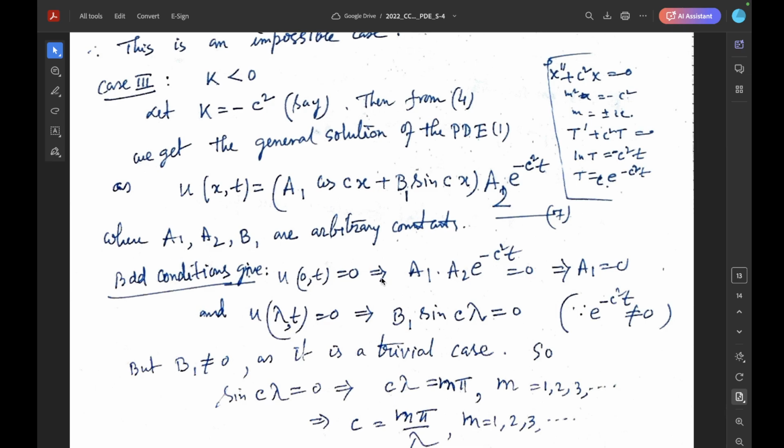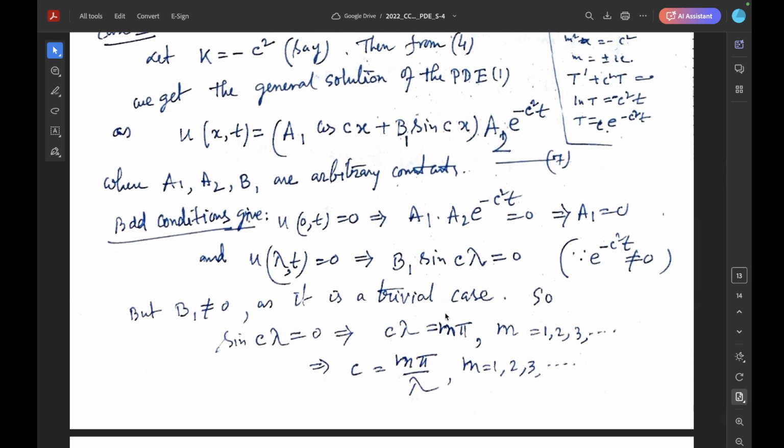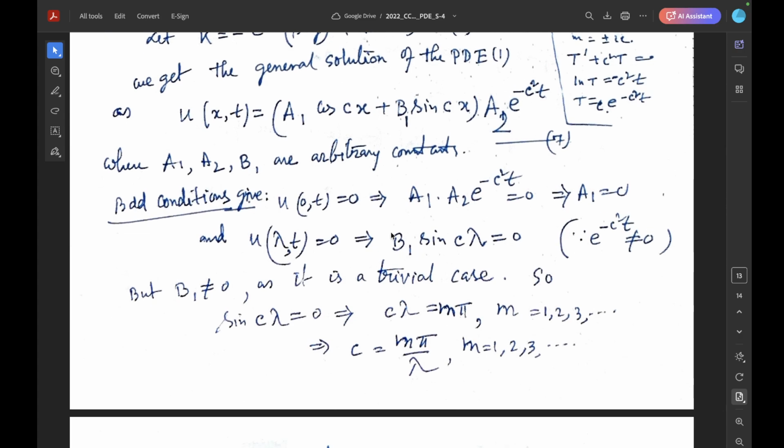Boundary conditions u(0,t) equal to 0. So from this we get a1 equal to 0, because a2 not equal to 0 and e to the power minus c square t also not equal to 0. And u(lambda,t) equal to 0 gives, with a1 equal to 0, b1 sine c lambda equal to 0, because x is lambda. But b1 not equal to 0. If b1 equal to 0, then a1 already 0, this is the trivial solution. So sine c lambda equal to 0, this implies c lambda equal to m pi, for m equal to 1, 2, 3 and so on. So c equal to m pi by lambda.